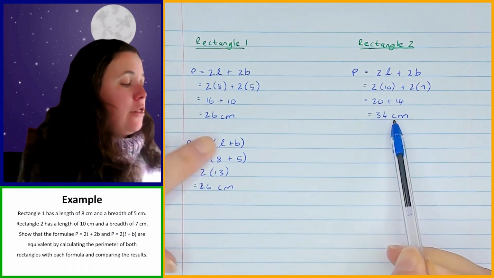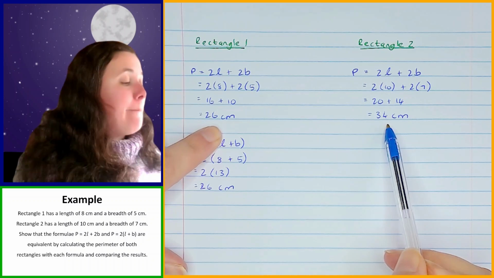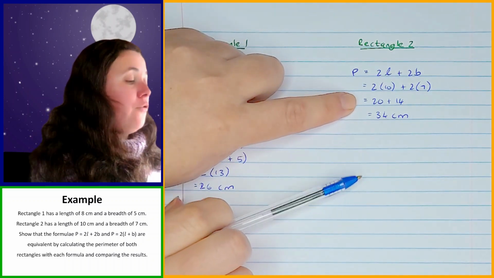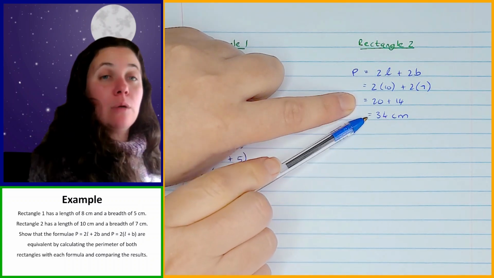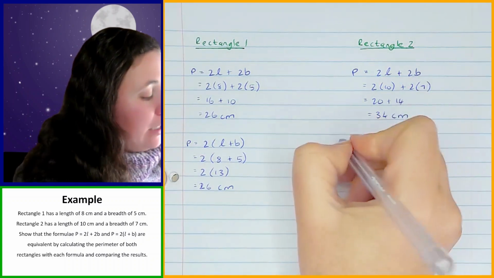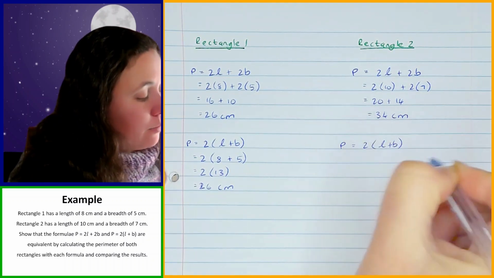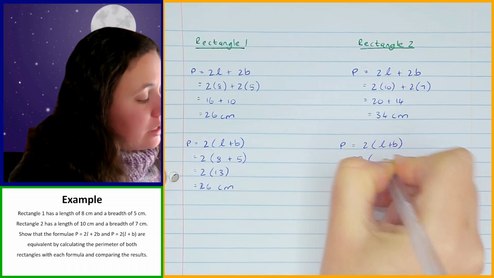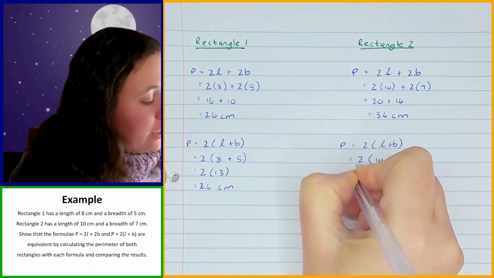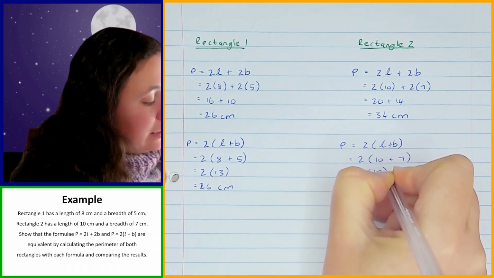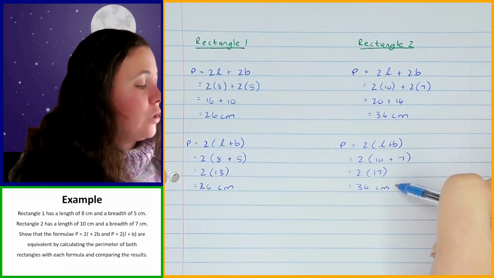Now, like I said, these do not need to be the same because they're different rectangles. I don't expect them to be the same. But when I use the other formula for rectangle 2, I should get the same result as what I got when I used this formula. So over here, P equals 2 times the length plus breadth in brackets. That's 2 times the length, 10, plus the breadth, 7. So that's 2 times 17. 2 times 17 is 34 centimeters. So yes, I do get the same answer.